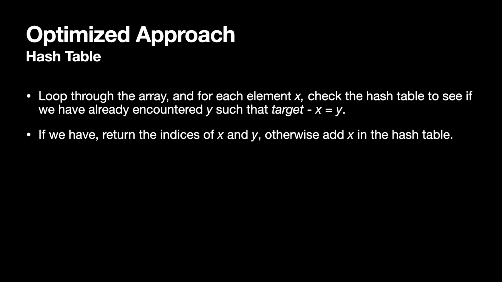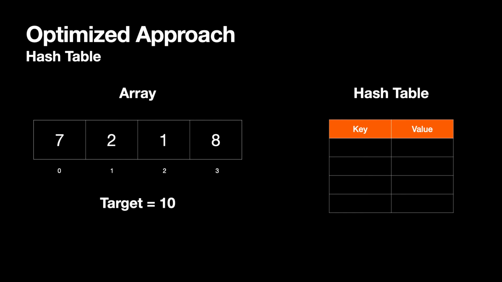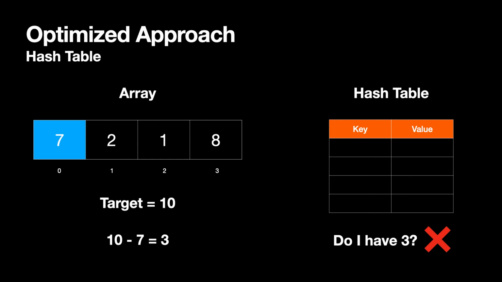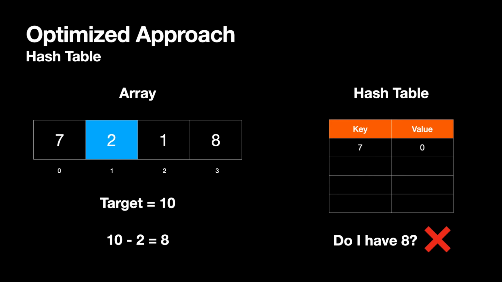Let's work through an example to make things more clear. When given this array and a target value of 10, we'll start by taking 7 and perform a hash table lookup for the value 3, since our target, 10 minus 7, equals 3. Our hash table does not contain 3, and so we'll add the 7 and 0 key value pair in our hash table. In the next step, we'll take 2 and perform a lookup for the value 8. Once again, our table does not contain an entry with 2 as the key, and so we'll add the 2 and 1 pair to the table.